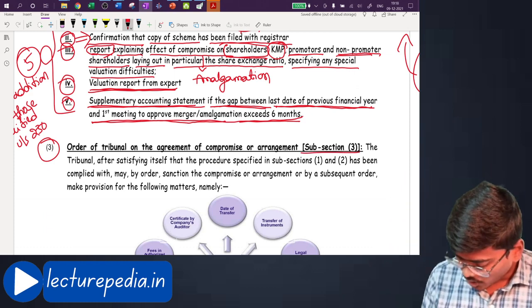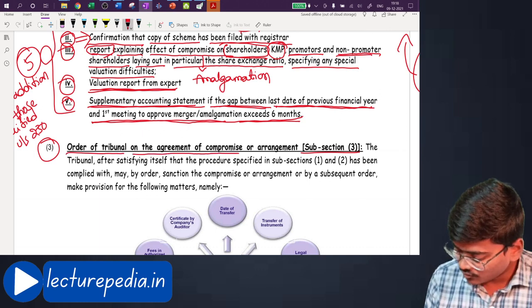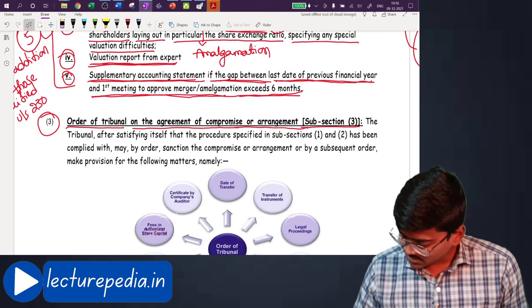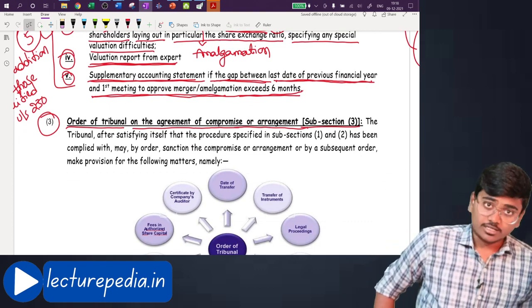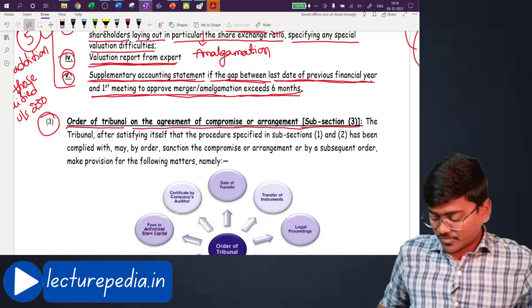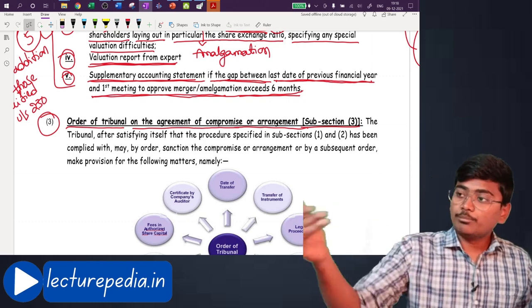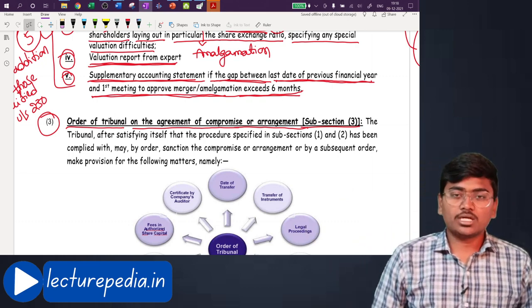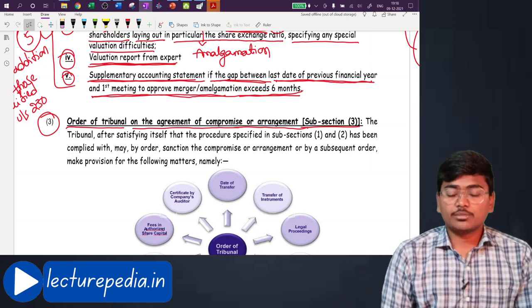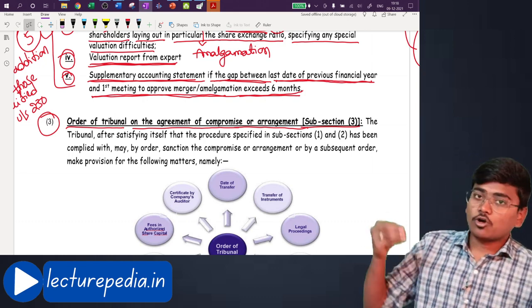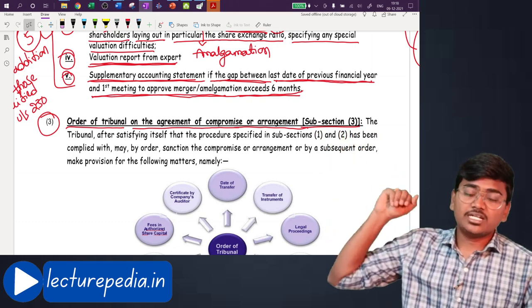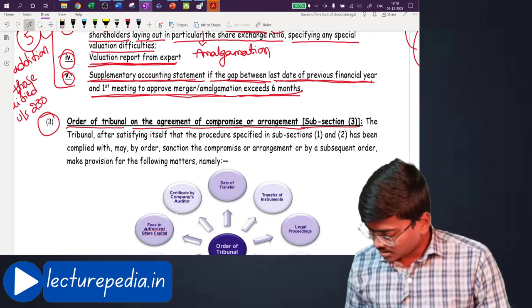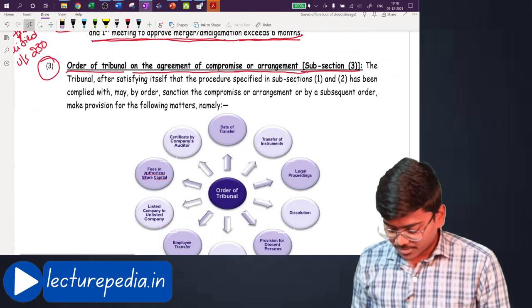Order of tribunal on agreement of compromise or arrangement. See, this is the final order that will be given by the tribunal. We have issued notice to the members. Members have come to the meeting, and if they approve the amalgamation or merger, then we will file this copy again with the tribunal, and the tribunal will verify it and then give the final order. Now let us see what should be covered in the final order that is given by the tribunal.